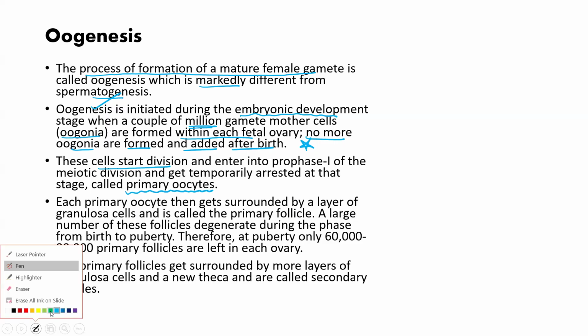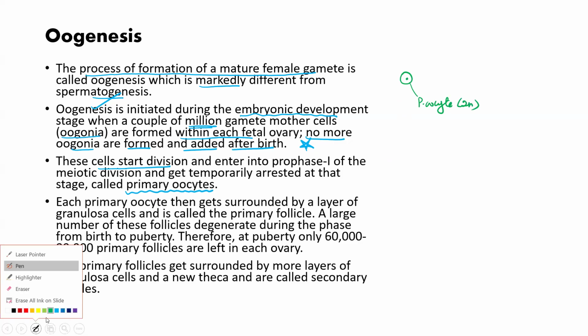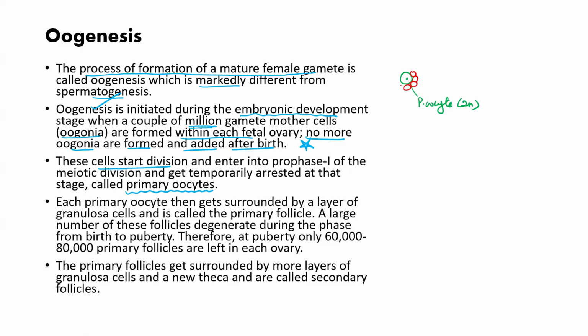Now, if we see the diagram carefully, this is the primary oocyte. The ploidy of the primary oocyte is 2n. It is surrounded by a few layers of granulosa cells. These are granulosa cells, and this structure is known as the primary follicle.